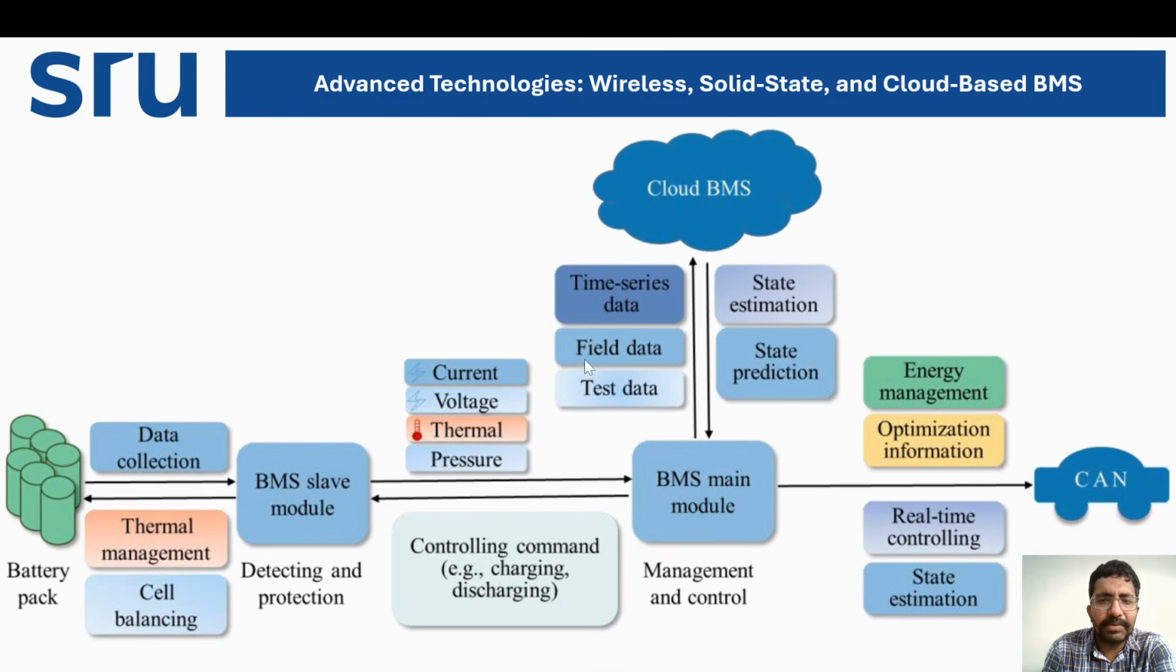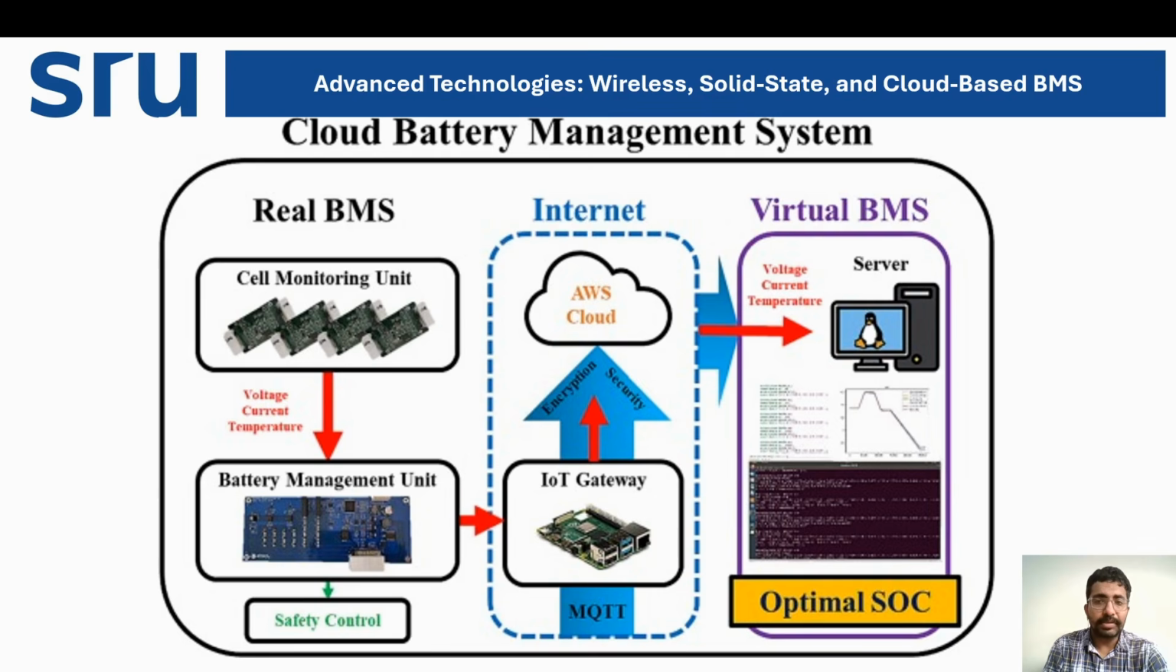So time series data, field data, test data, estimation, state prediction and all. Monitoring: what we are getting are parameters like voltage, temperature, pressure and all. Controlling commands are what it is sending, like charging, discharging. So this represents the real-time control, state estimation, energy management, and optimization information, all going to the electronic control unit of the vehicle. So this gives the complete representation of the advanced vehicle management system to deal with these sophisticated upcoming requirements.